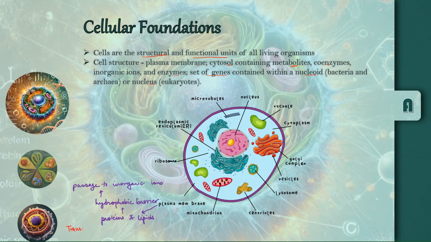There are two types of proteins in the plasma membrane, the transport proteins and the receptor proteins. These transport proteins help the inorganic ions to pass through the hydrophobic barrier, while the receptor proteins transmit signals into the cells. Since the individual lipids and proteins of the plasma membrane are not covalently linked, the entire structure of the cell is remarkably flexible, allowing changes in the shape and size of the cell.